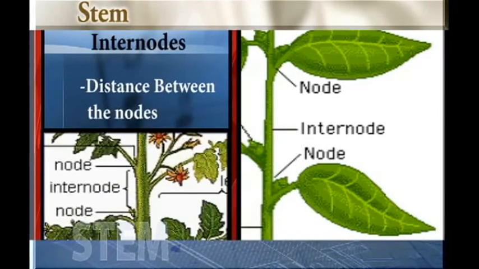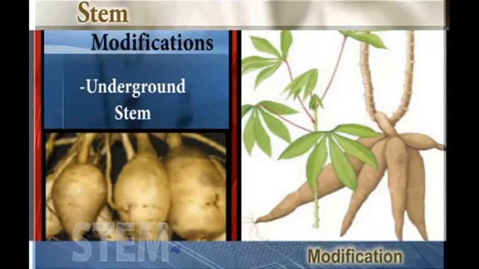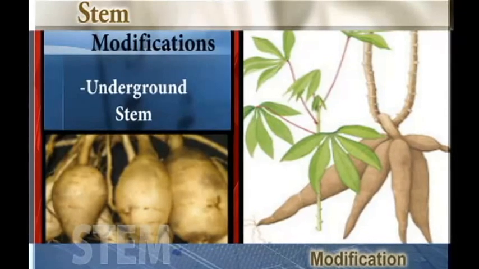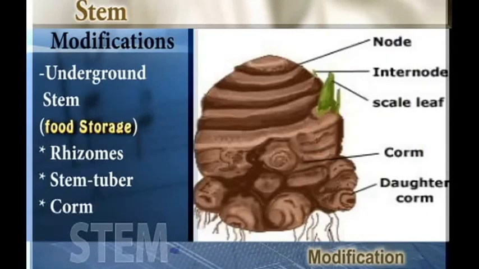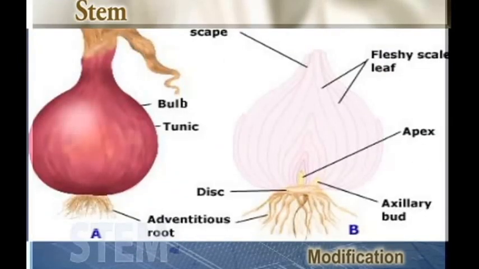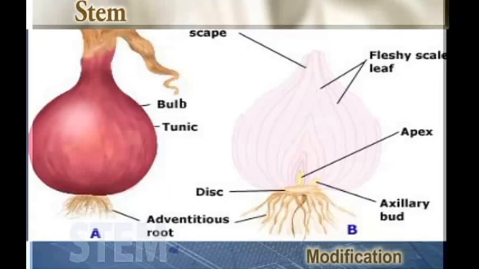Now when we look at the modification of the stems, there are many stems that have been modified. We have the underground stems that are modified for food storage, and the examples we can give are the rhizome, the stem tuber, the culm and the bulbs. Those are modified stems to perform the storage of food.